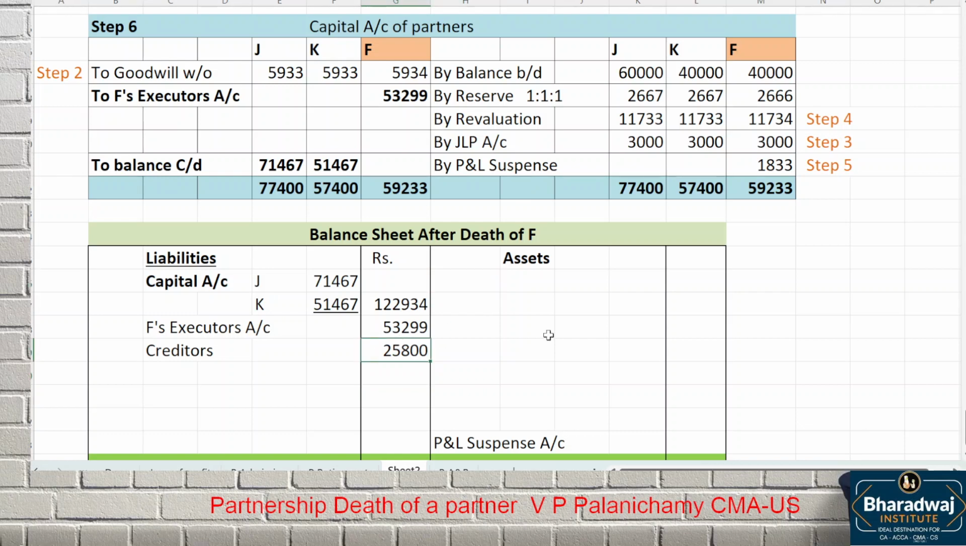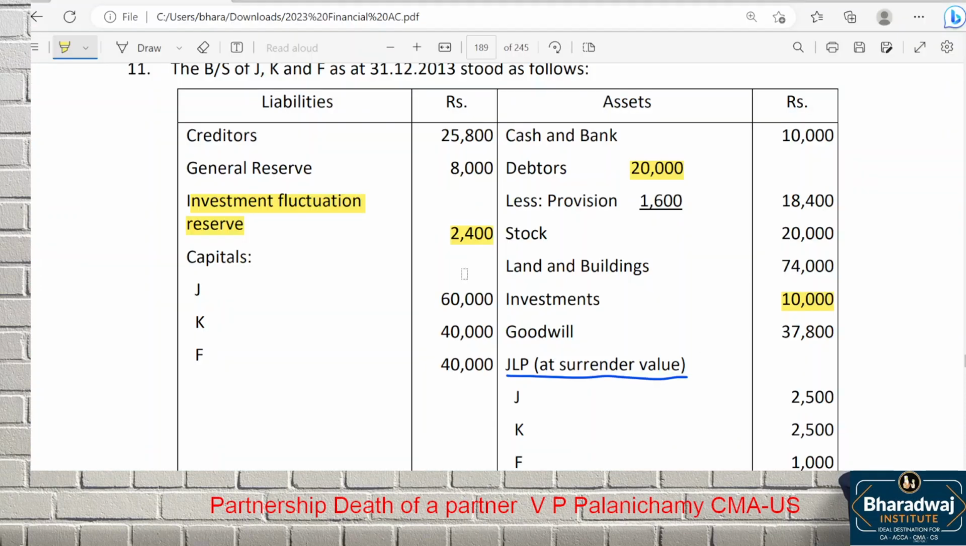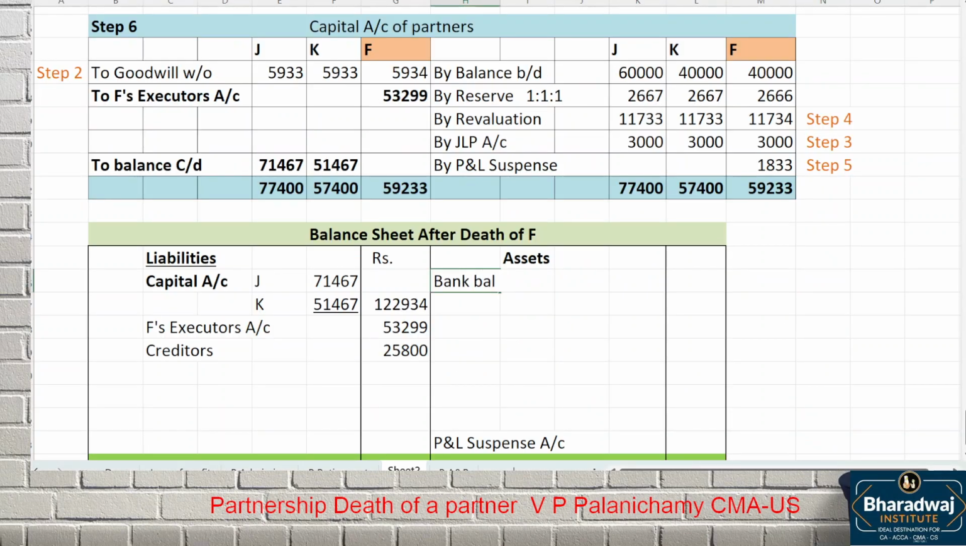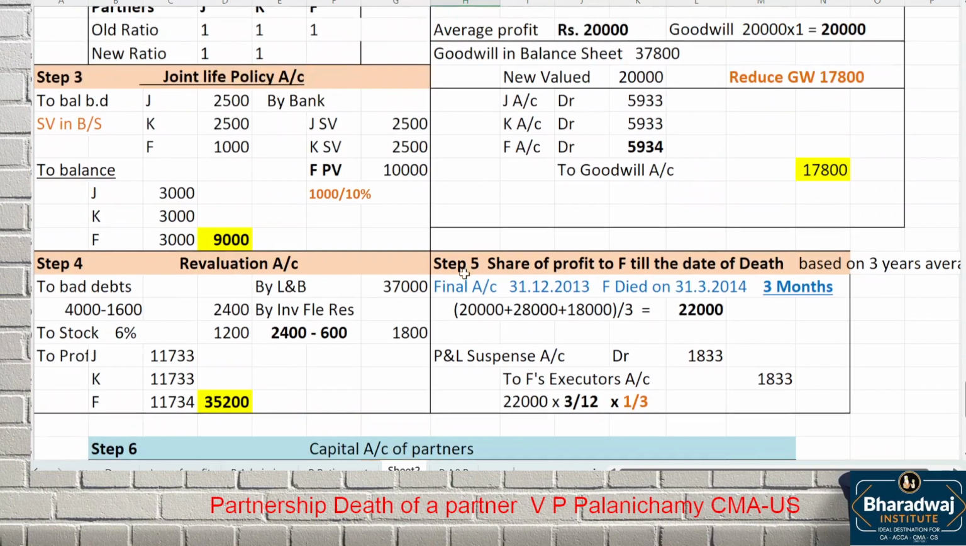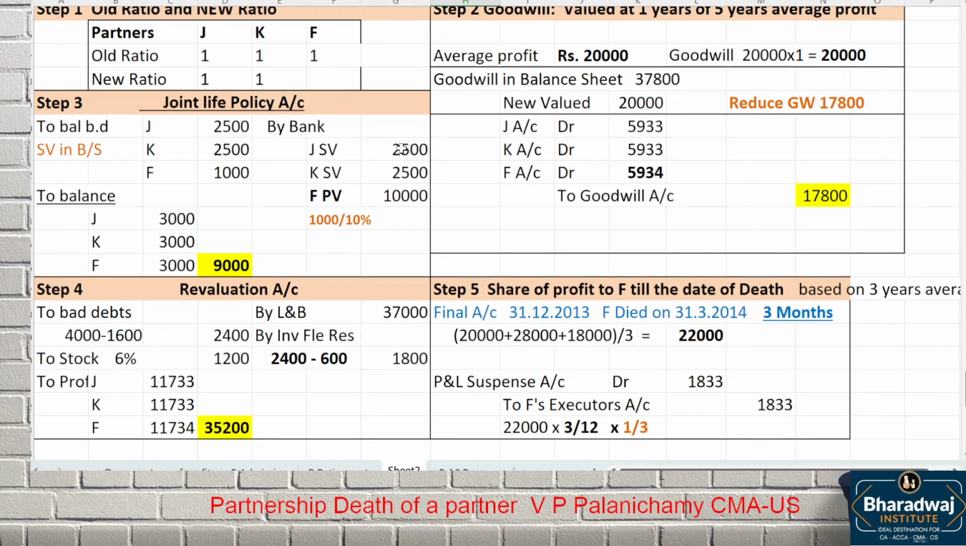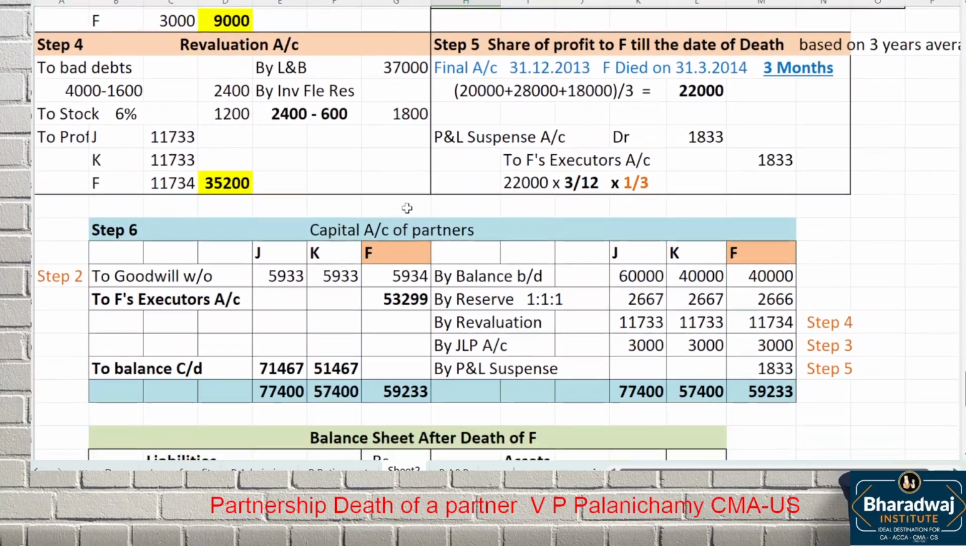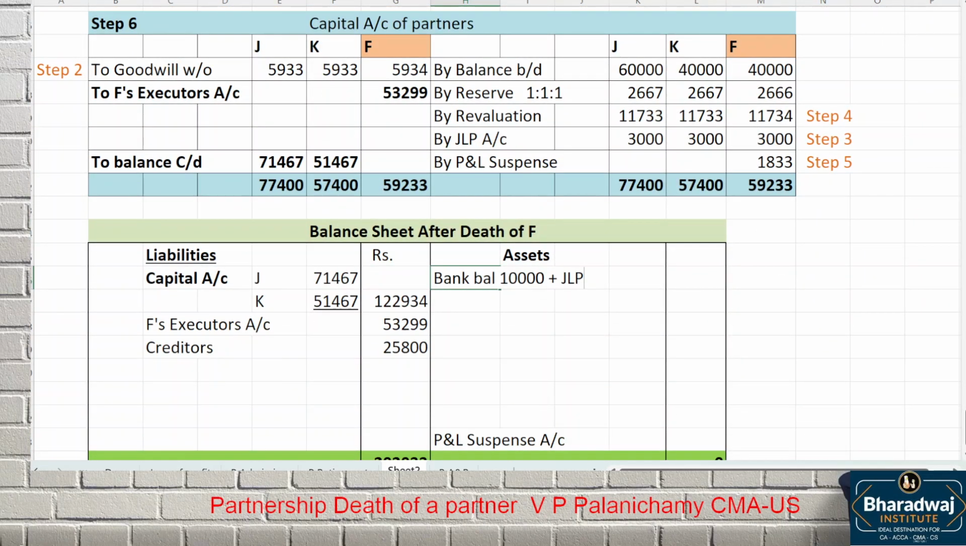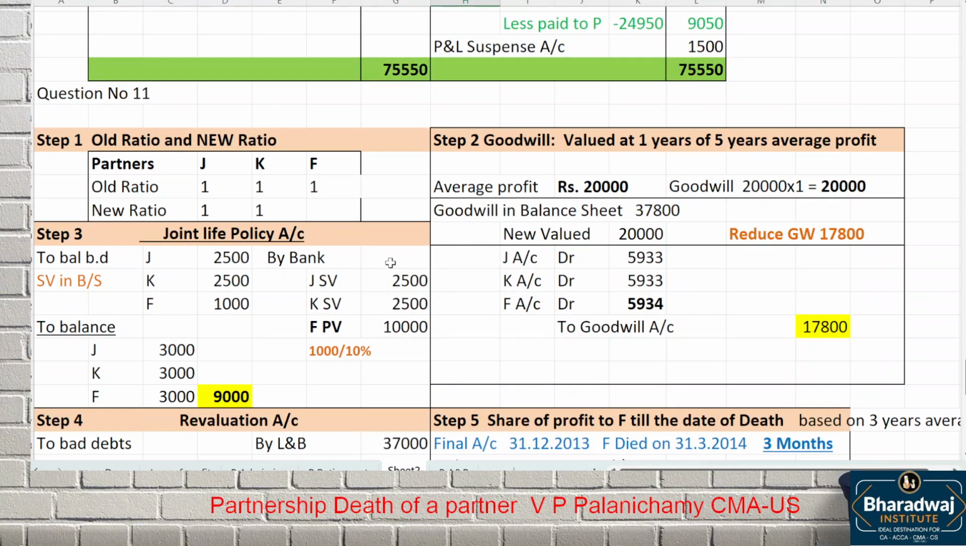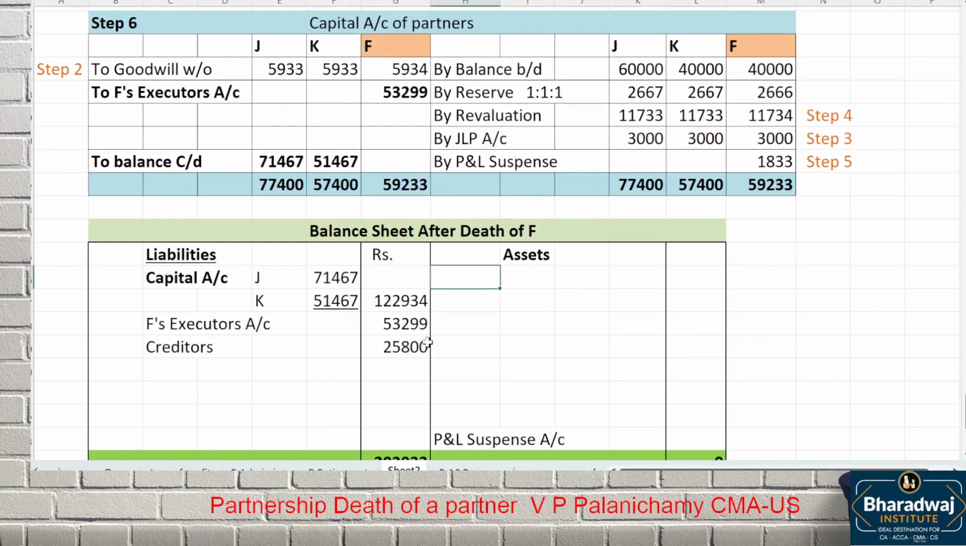Creditors, there is no change, 25,800. Assets, tell me the balance of assets. Bank balance, 10,000 plus. For JLP, how much money is realized? JLP, look at step number 3. 2,500 plus 2,500 plus 10,000. How much did we get for JLP? JLP: surrender value for J and K, policy value for F. Nothing is paid to the other partner, so 25,000 appears.